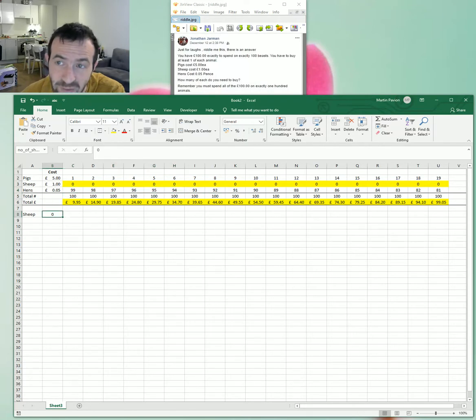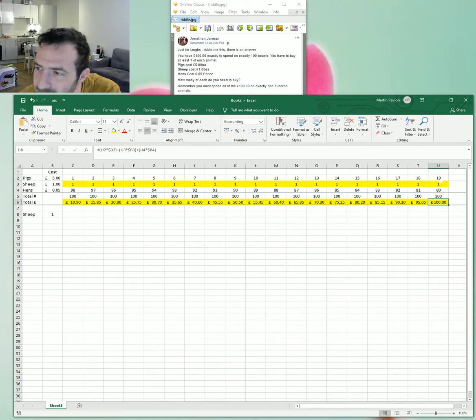We know that 0 definitely isn't going to be acceptable, because you must have at least one of each animal. So we know that doesn't work. If we enter one sheep, you see it's adjusted the calculations, and we go along here, we have an answer. Here it is. Okay, so we need 19 pigs, 1 sheep, 80 hens, and that gives us 100 beasts at exactly £100. So that's how I solved it.